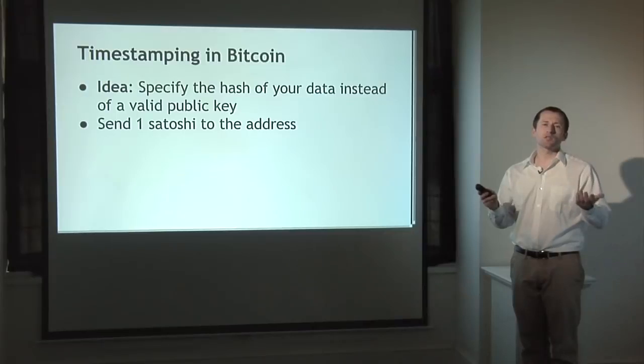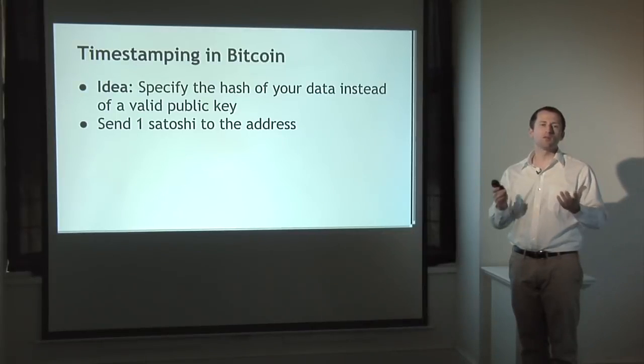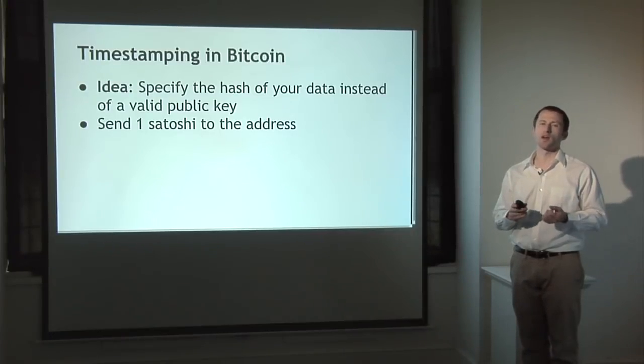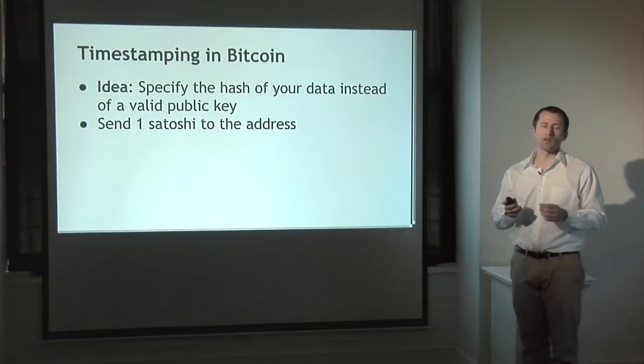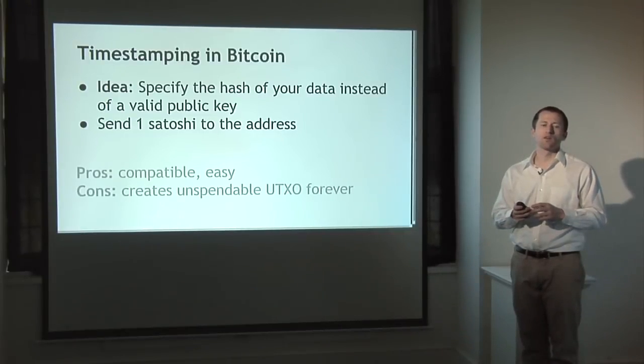You can send a very small amount, say 1 Satoshi, the minimum possible transaction value in Bitcoin, to that address. And of course, it's in your interest to send as little as possible because you're never going to get the money back. Since that is a hash of data and not a public key, there's not going to be any way to ever spend the coin that you send to that address.